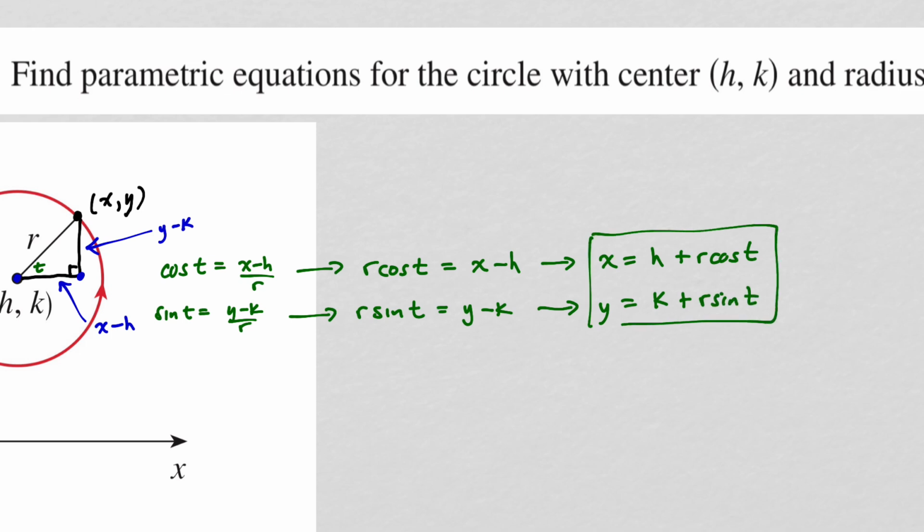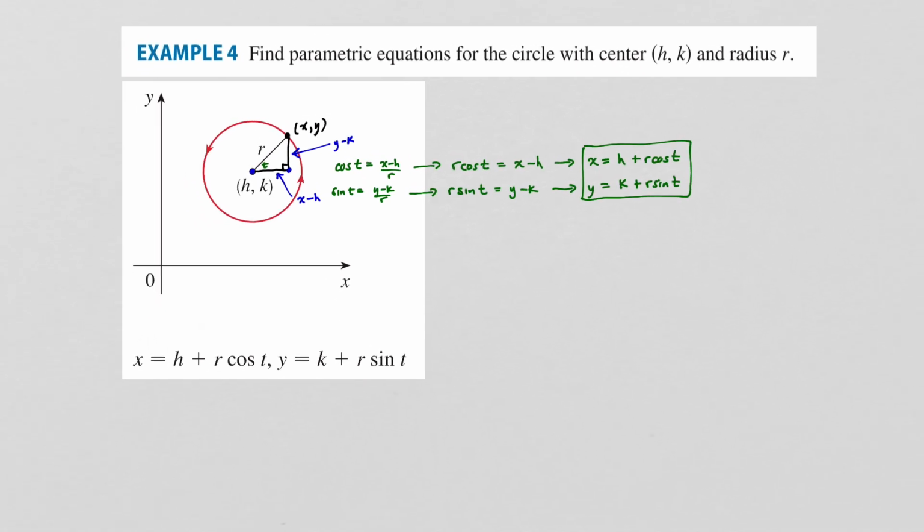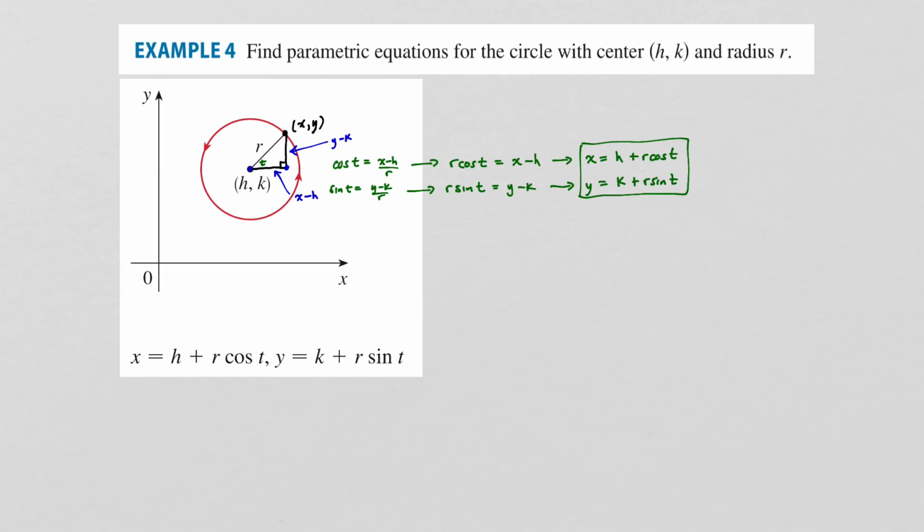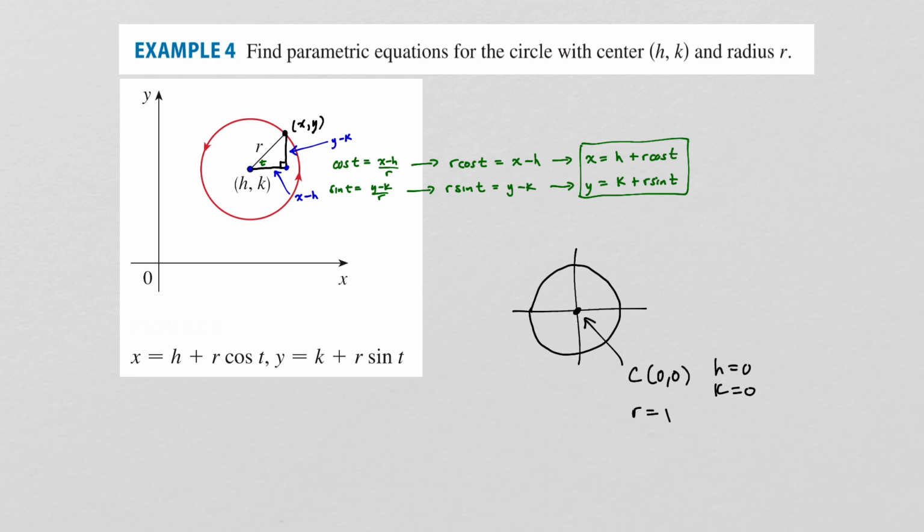And these are the parametric equations for a circle with center at h, k and radius equal to r. What I was going to say is that notice now if we were asked to find the parametric equations for the unit circle, all we would have to do is recognize that the center is 0, 0, which means that h equals 0 and k equals 0, and the radius would be equal to 1.